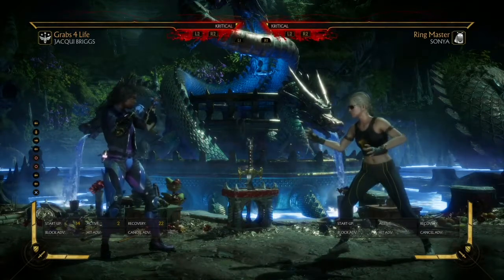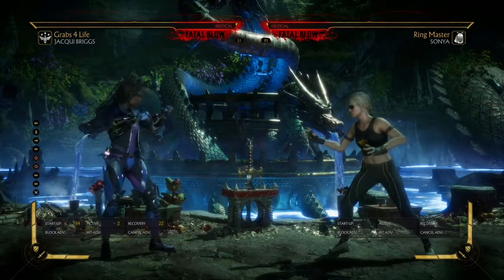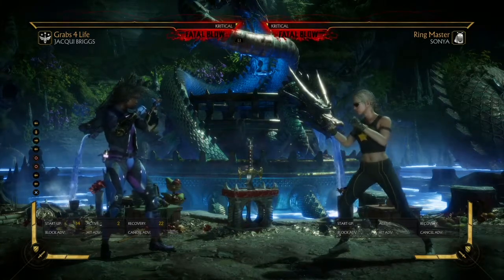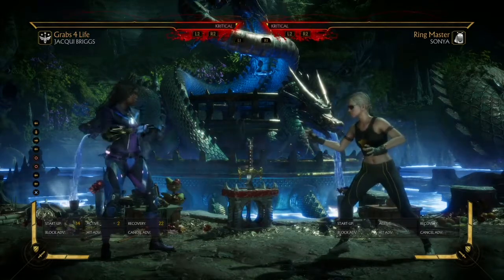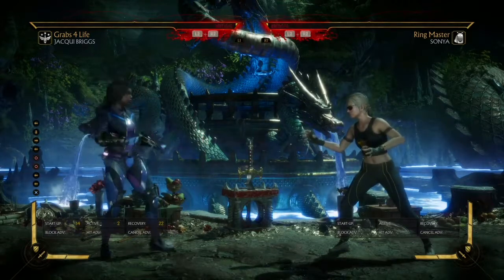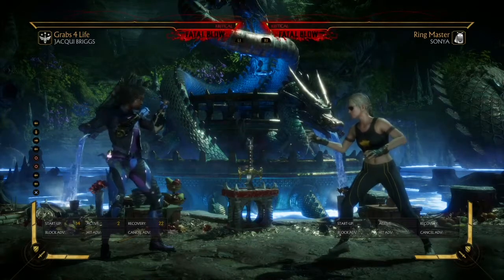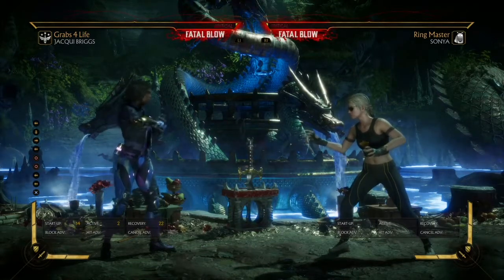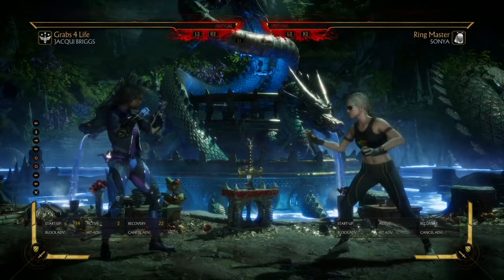So you've got the 6 topics in each of those boxes. You've got startup, active and recovery on the top, and block advantage, hit advantage, counter advantage at the bottom. So first up is startup, active and recovery, and the best way I guess to explain it is I'm going to give a real life example outside of fighting games. I'm sure everyone can relate to this.